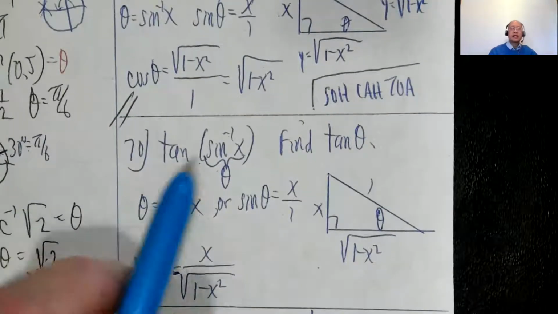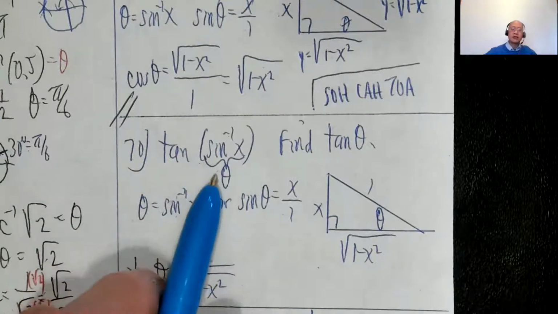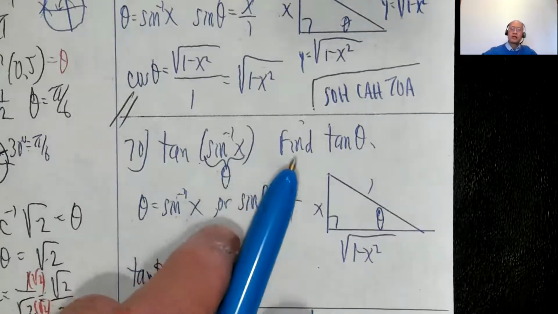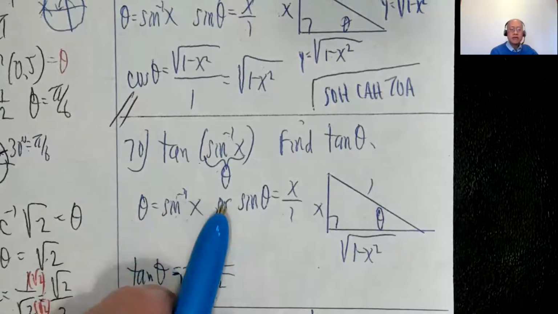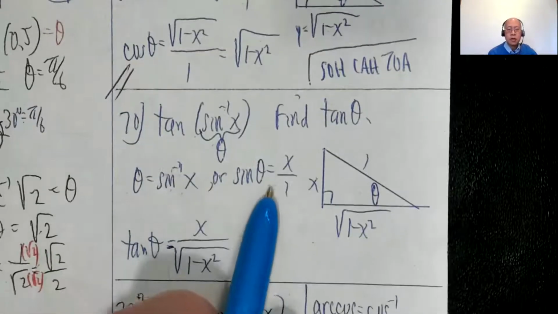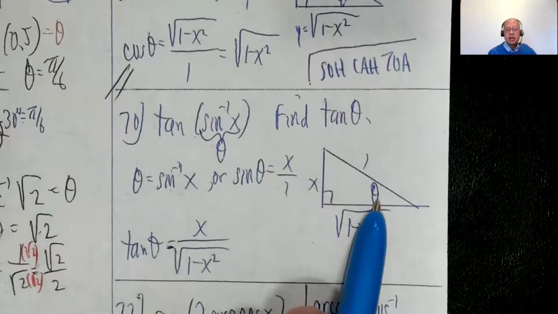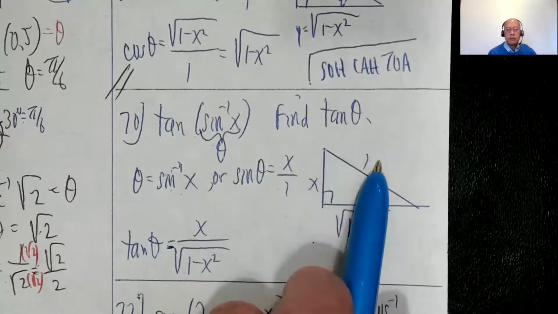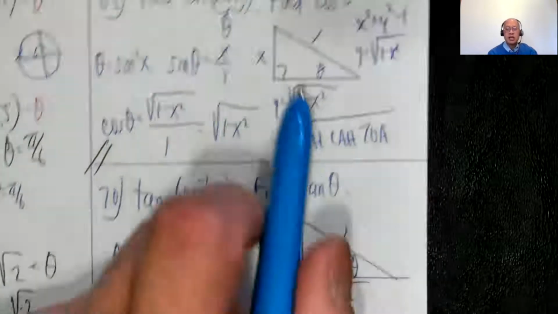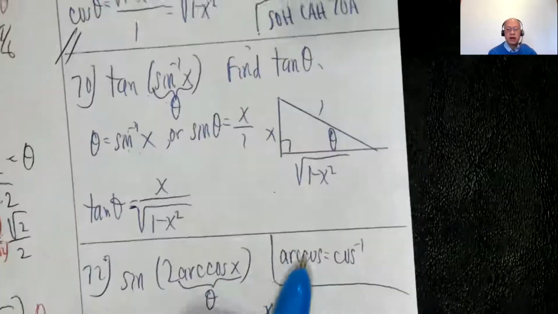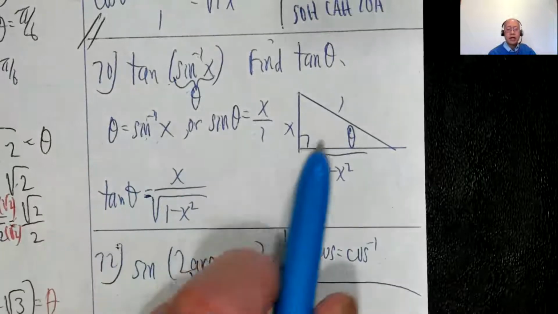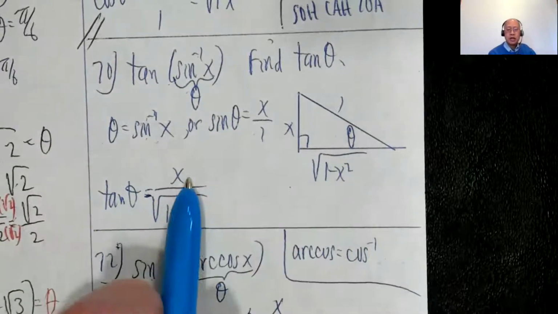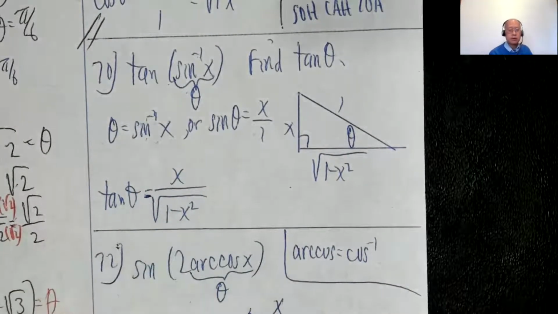70, find tangent of inverse sine of x. Again, call that theta. So ultimately, I'm trying to find the tangent of theta. Theta is inverse sine of x, which means sine of theta is x over 1. So once again, sine of theta is opposite over hypotenuse. So the adjacent, the same work as here, it's radical 1 minus x squared. And I want tangent of theta. So tangent is opposite over adjacent, x over radical 1 minus x squared.